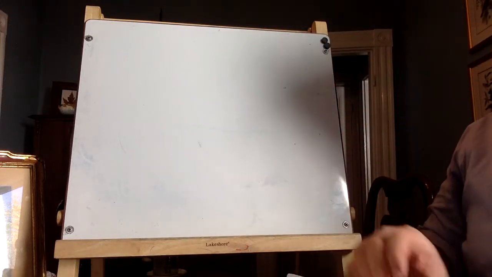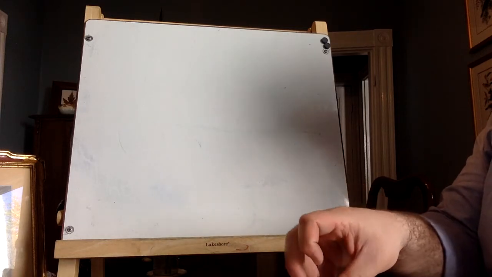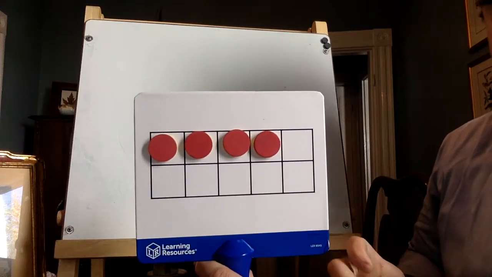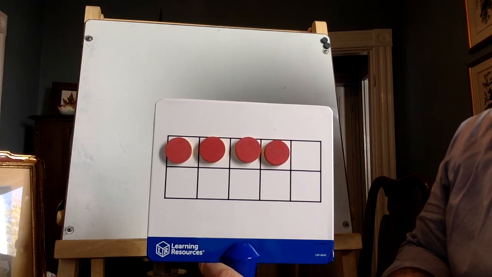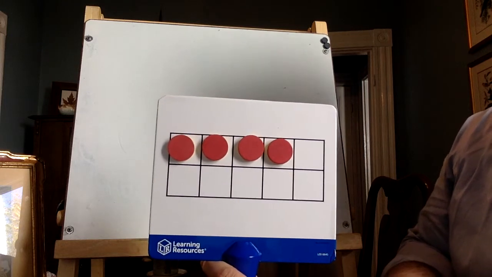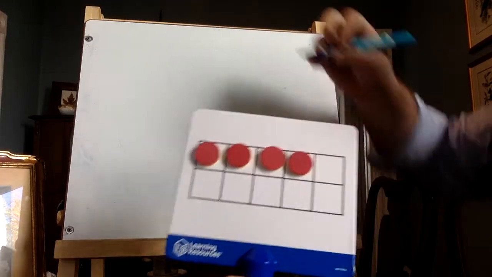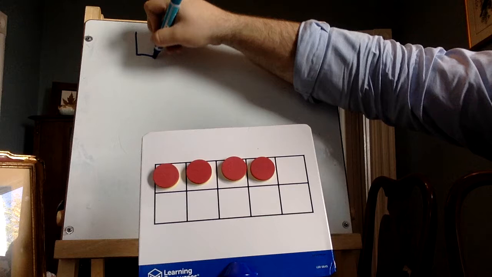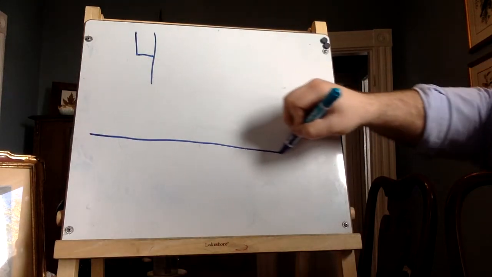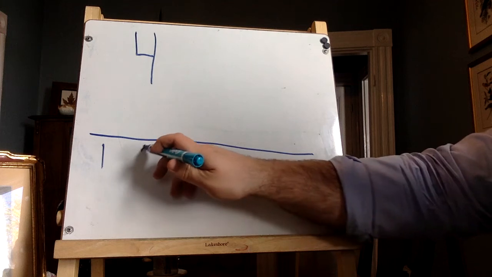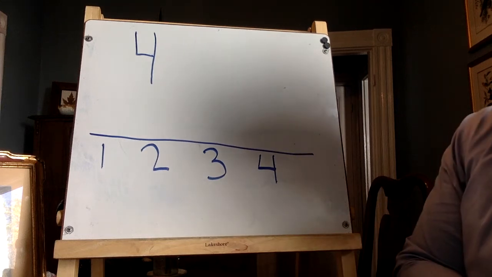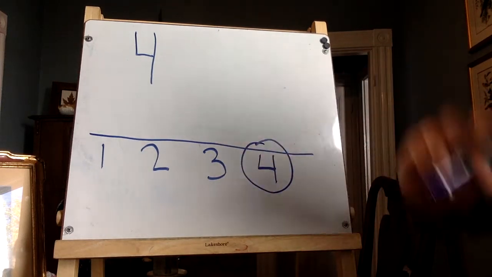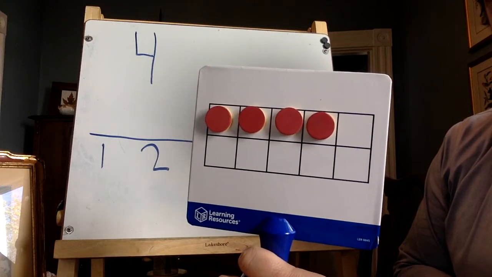So, what if I had 4? So what am I going to do first? Let's write down the number 4 and make a number line. 4. Now let's make a number line with 4 on it. 1, 2, 3, 4. I'm going to circle my number 4 because that's where we're starting. We have 4.